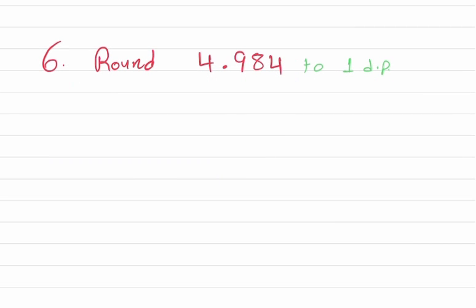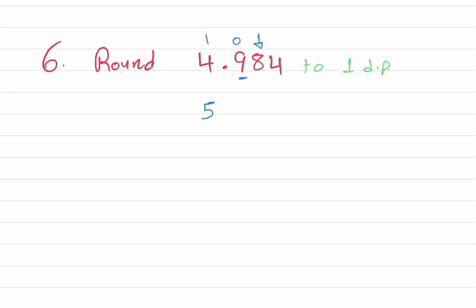Question 6 says, round 4.984 to one decimal place. Again, I will count from the decimal point, so this 9 is my one decimal place digit. I would look to the number to its right, and as you can see, it is a strong number, so it will round up the 9. The 9 in this case is going to be 10. So this 10, I cannot write it at one place, so I would write 0 instead of 9, and I'm going to add 1 to my 4 here. So my answer is going to be 5.